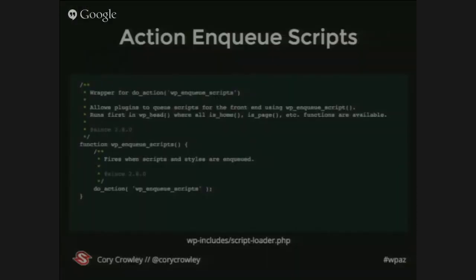So this is the action, and I wanted to show you this because of this do_action right here. Inside wp-includes/script-loader.php, this function runs: wp_enqueue_scripts. Inside that function is our do_action function that says, okay, anything that's hooked into do_action wp_enqueue_scripts runs at this point. And wp_enqueue_scripts usually runs in the header and in the footer as well. So it has a little documentation in there.